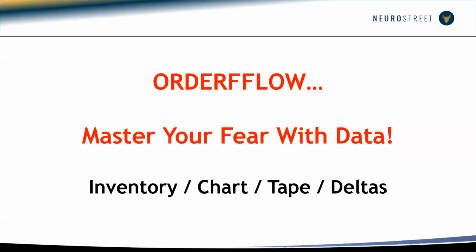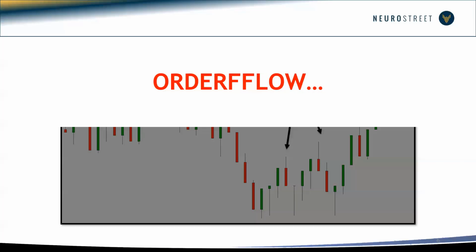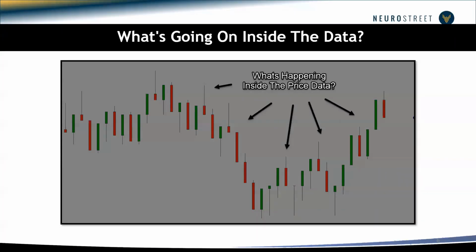Outside of that, there's really not too much else that needs to be discussed. I mean, there's different combinations of the inventory and the charts and the tapes and the deltas that make up different order flow software and signals. But for the most part, this is the foundation that makes the house stand strong in the wind. And so the reason people fear trading is because they feel like they don't have all the information, right?